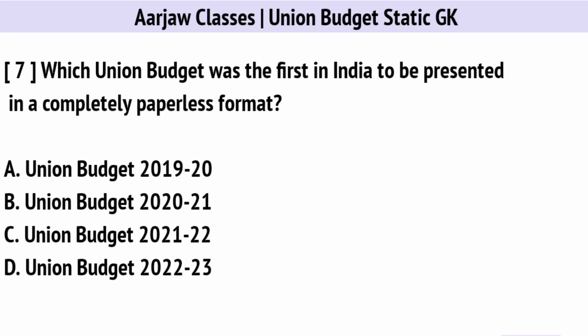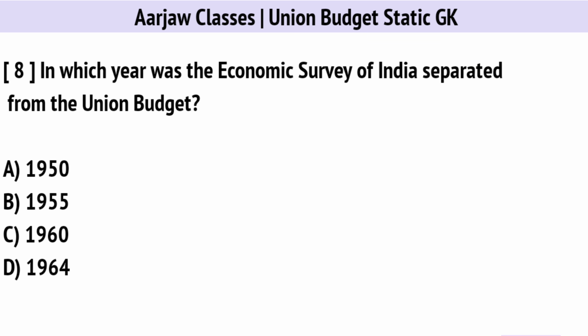Which Union Budget was the first in India to be presented in a completely paperless format? Correct option is C. Union Budget 2021-22. In which year was the Economic Survey of India separated from the Union Budget? Correct option is D. In 1964.